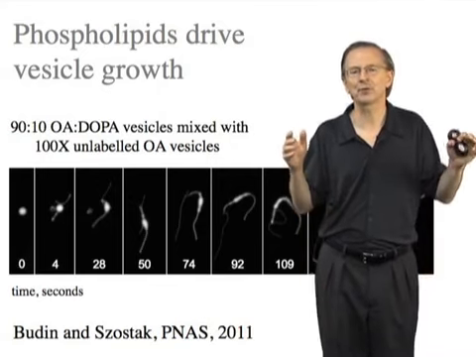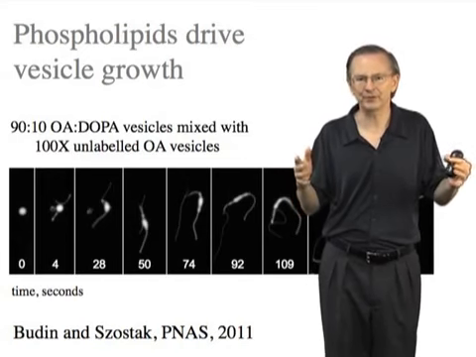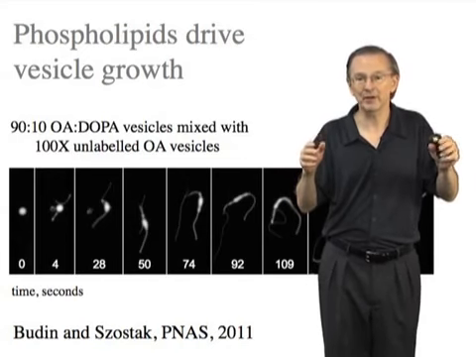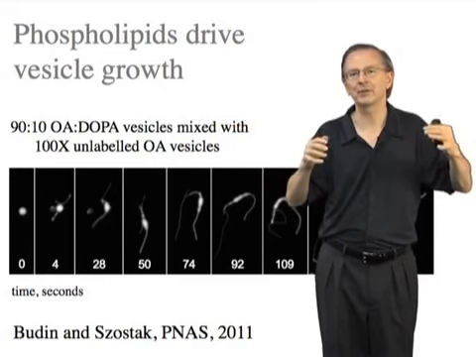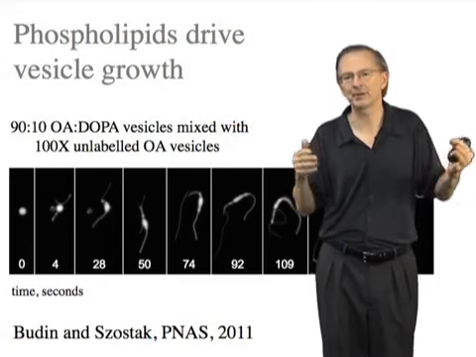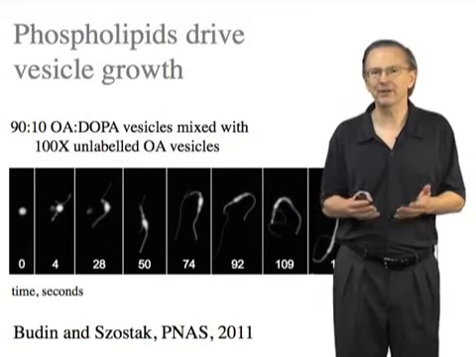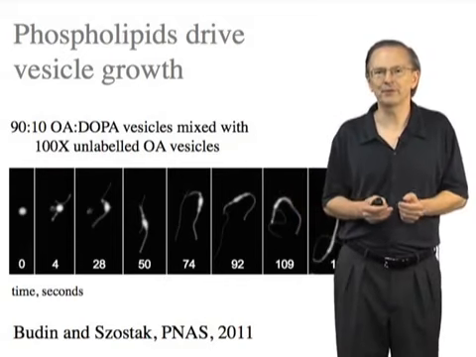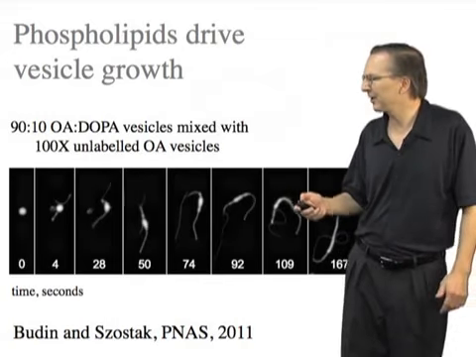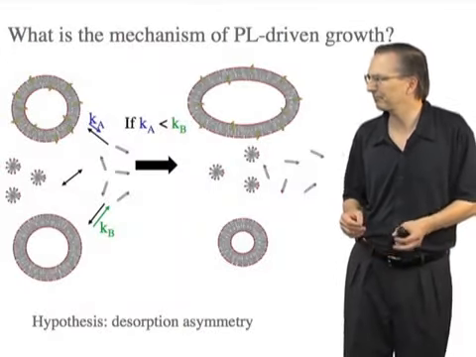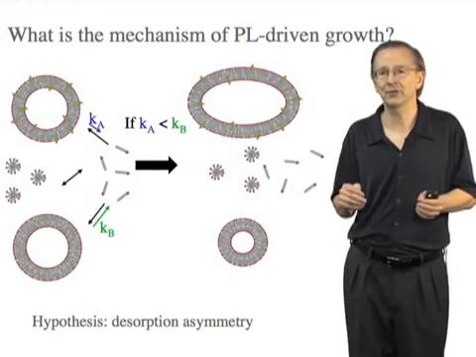But this time, the process of growth is being driven purely by the initial vesicle absorbing fatty acids from its neighboring molecules. It's essentially growing by eating its neighbors. The mechanism of this phospholipid-driven growth is extremely interesting, and you can see what we think is going on in the next slide. It turns out there are actually two processes.